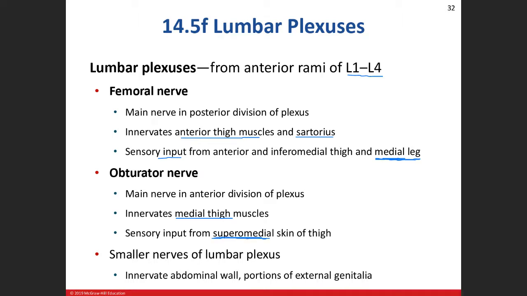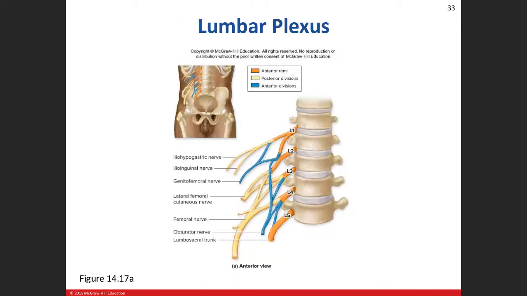Keep in mind, the obturator nerve comes off of the anterior division of the lumbar plexus. The femoral nerve comes off the posterior division. I'll show you here real quick. Here are the anterior rami, and then they just have it. It's not as complicated as the brachial plexus. We're just dealing here with the anterior rami, and then they form the posterior and the anterior divisions.